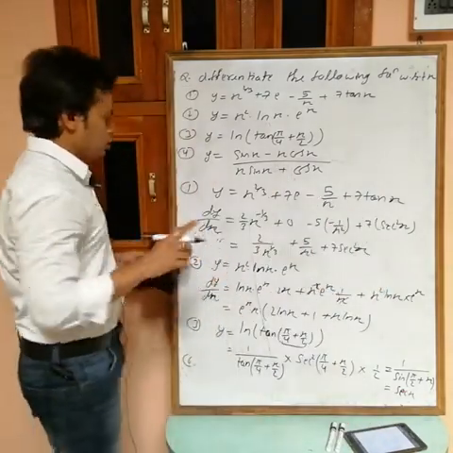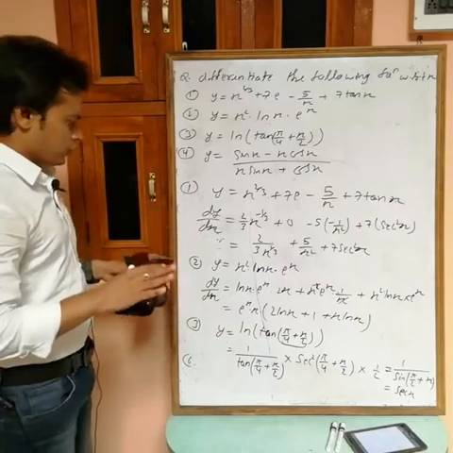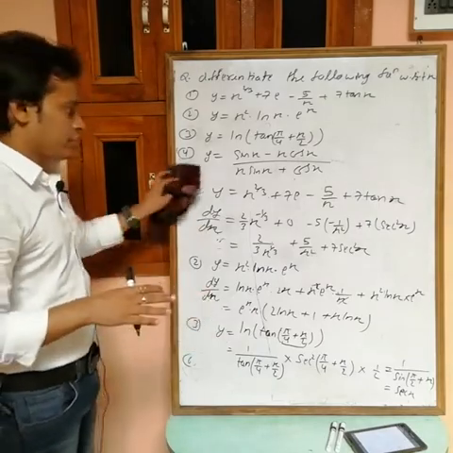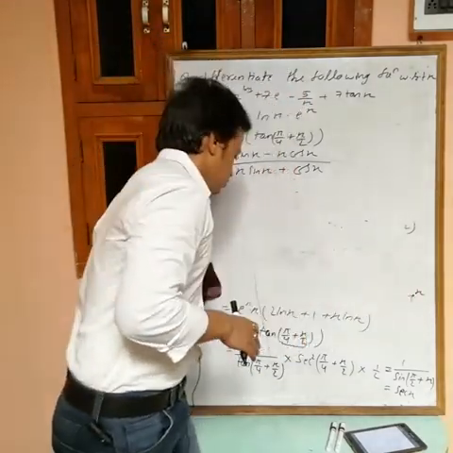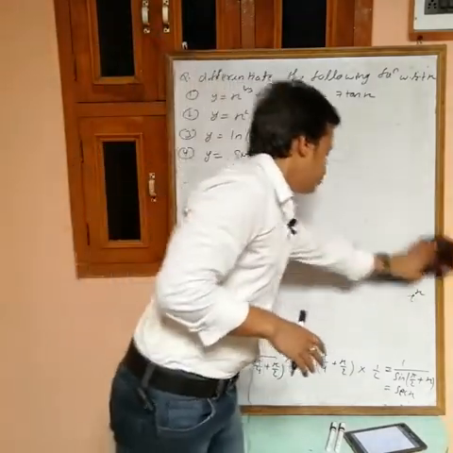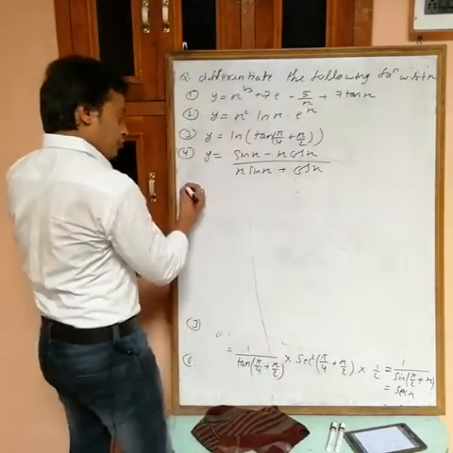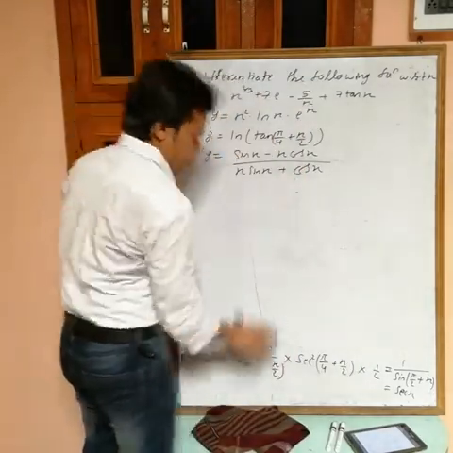First, second, third is over. Now the fourth one. Can I have first, second, third? Okay, now write down. Fourth one, we want to differentiate this one.